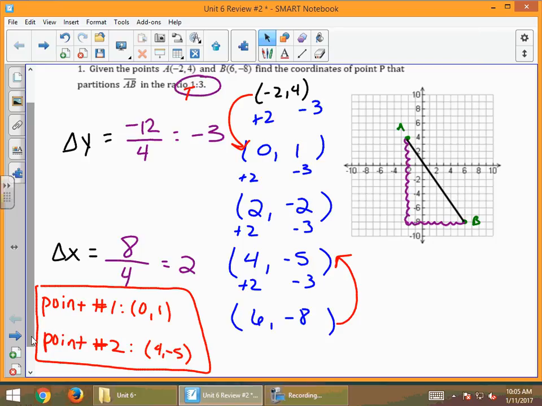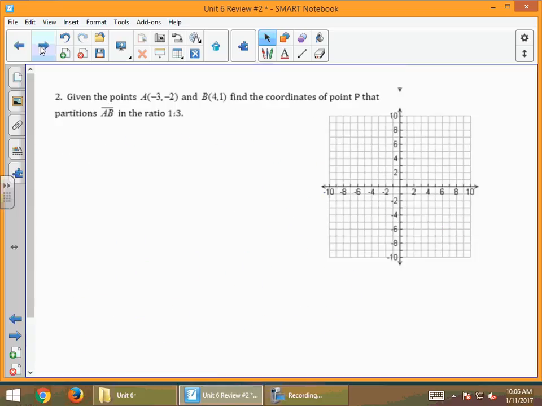Questions over that? Every single time you're dealing with different numbers, but it's the same process. You'll do it over and over again. Let's try this one. Given the points there, find the point that partitions the segment in the ratio 1 to 2 to 3. All right, let's get it.